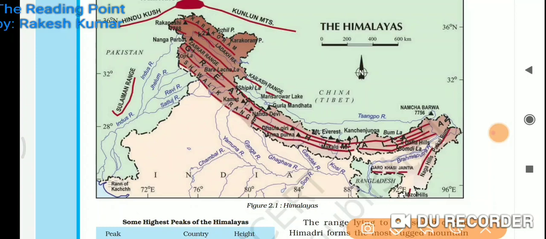in these mountain ranges. Some questions are mentioned in your book. See the book and fill in the answers.